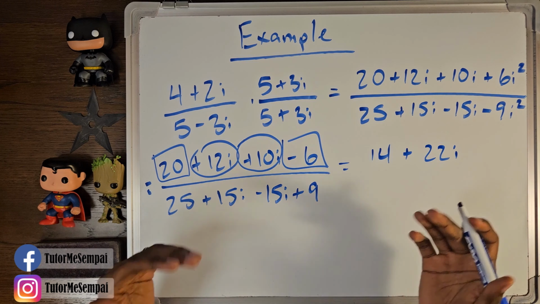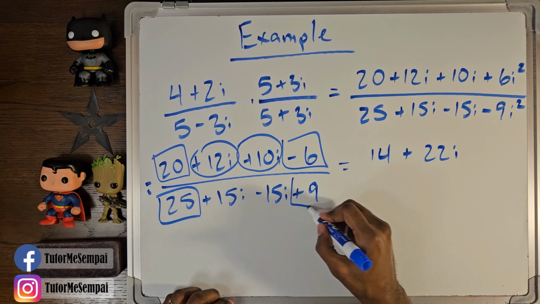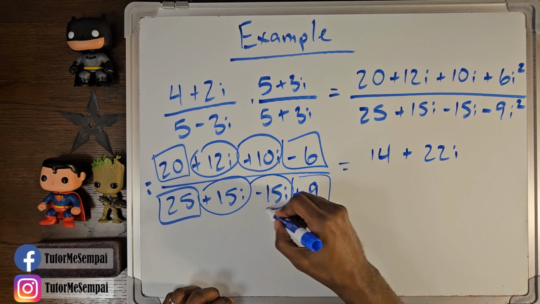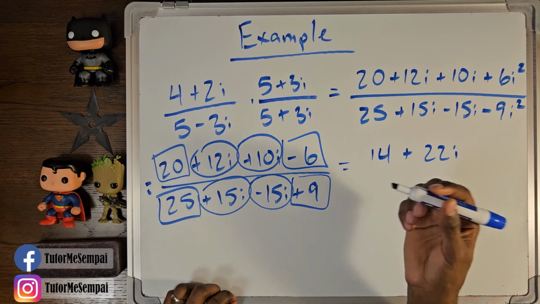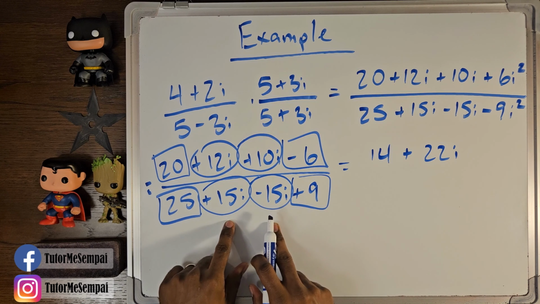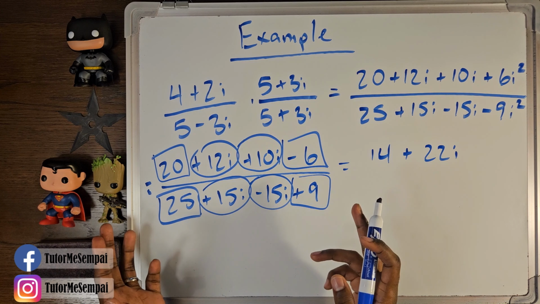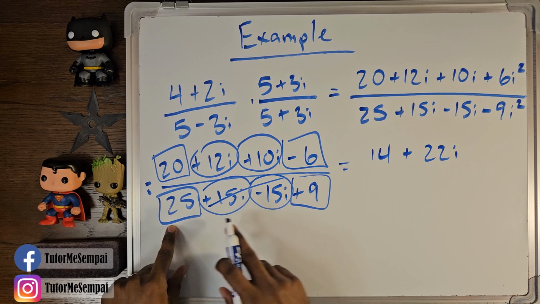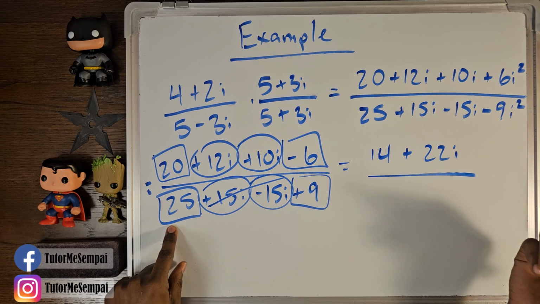Now we can do the same thing for our denominator. We have some reals, and we have some imaginaries. But remember, we multiplied our denominator by our complex conjugates. Our middles should cancel out. Now, do they? Yes, because 15i minus 15i is going to be 0. So those cancel out, leaving us with 25 plus 9. And what's 25 plus 9?